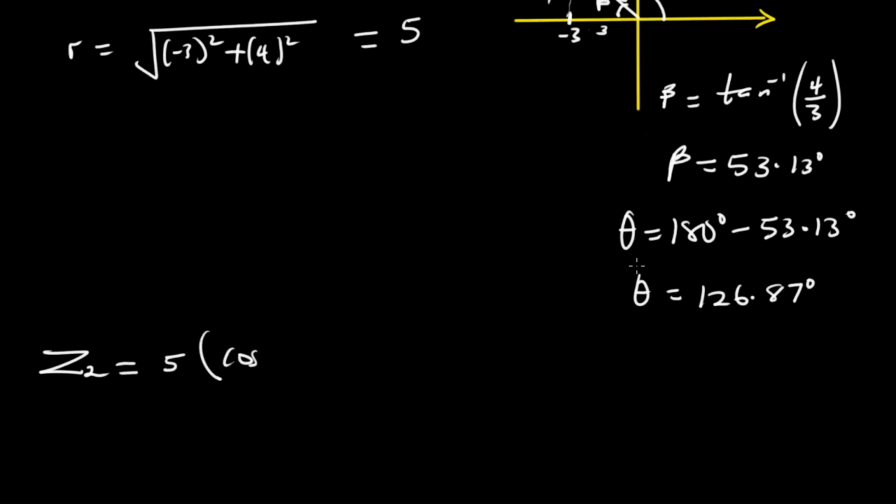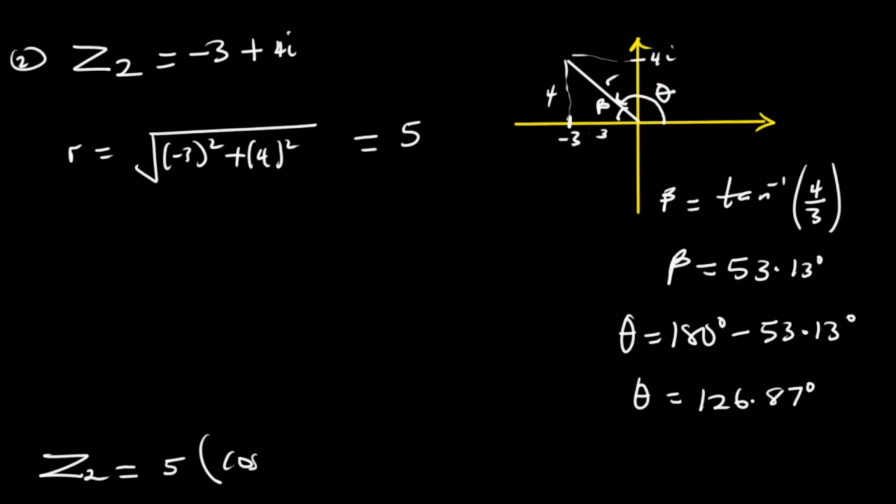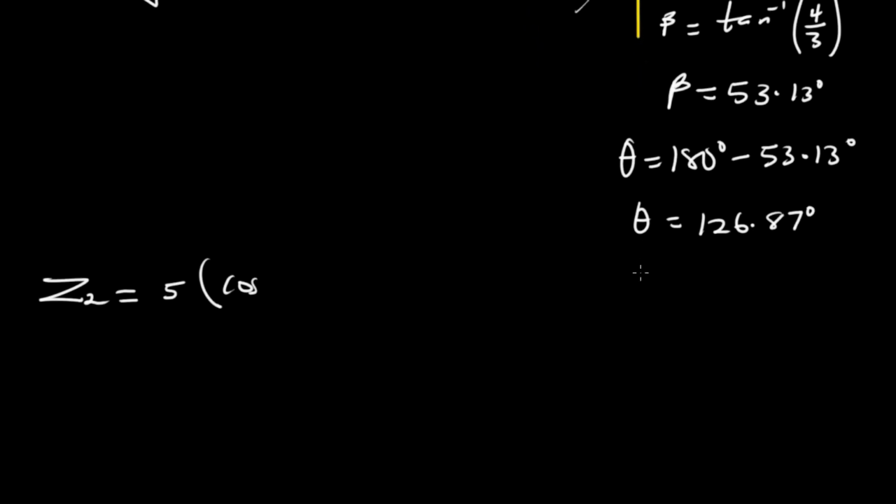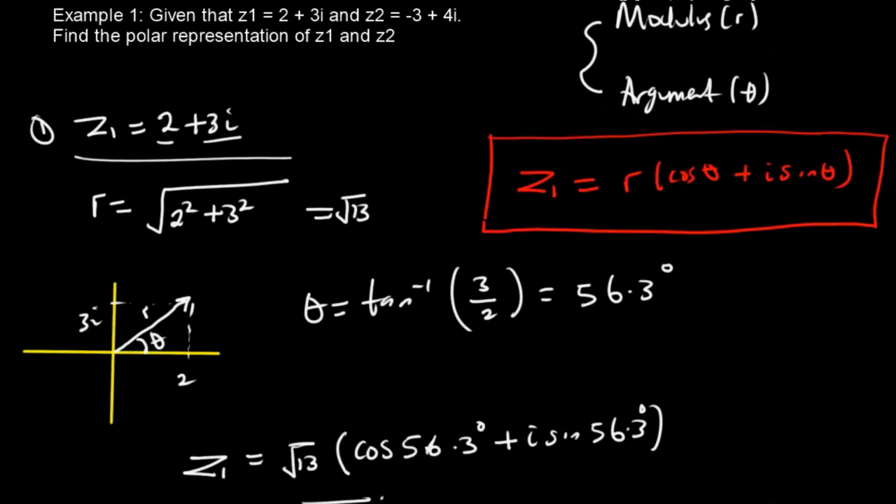Cos theta, don't forget we are not going to use beta, as I mentioned initially, that the argument of a complex number is usually measured with reference to the positive real axis. So even if the complex number is here, you have to measure that from the positive real axis to this point. So we already considered that while we're looking at the argument of a complex number. You can check the last tutorial to learn more about this. So you have cos theta, which is 126.87 degrees, plus i sin 126.87 degrees. So that's that concerning this example, the first one and the second one.